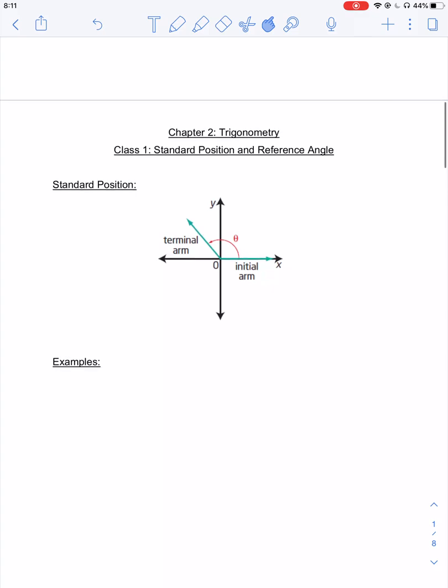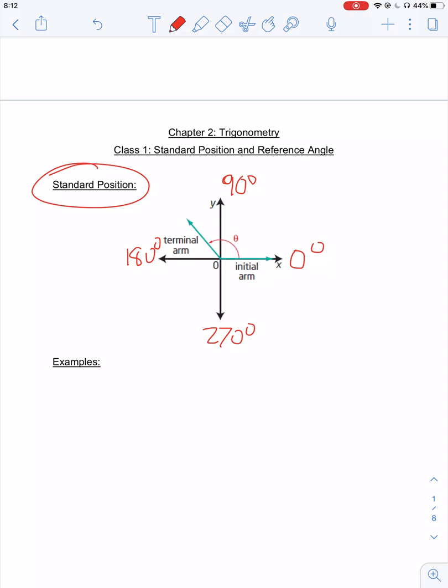This year, the difference is that now we're going to be placing angles inside a Cartesian plane, and you need to know some definitions. You need to know what standard position means. Standard position measures the angle, but it always starts from the initial arm, which is on your x-axis. When we talk about angles, we talk about degrees. You can think of this x-axis as your 0 degrees on the right side. Because you're moving in a counterclockwise direction, this is 90 degrees, and then another 90 makes it 180 degrees. This is 270 degrees, and when you make a full circle, you're at 360.